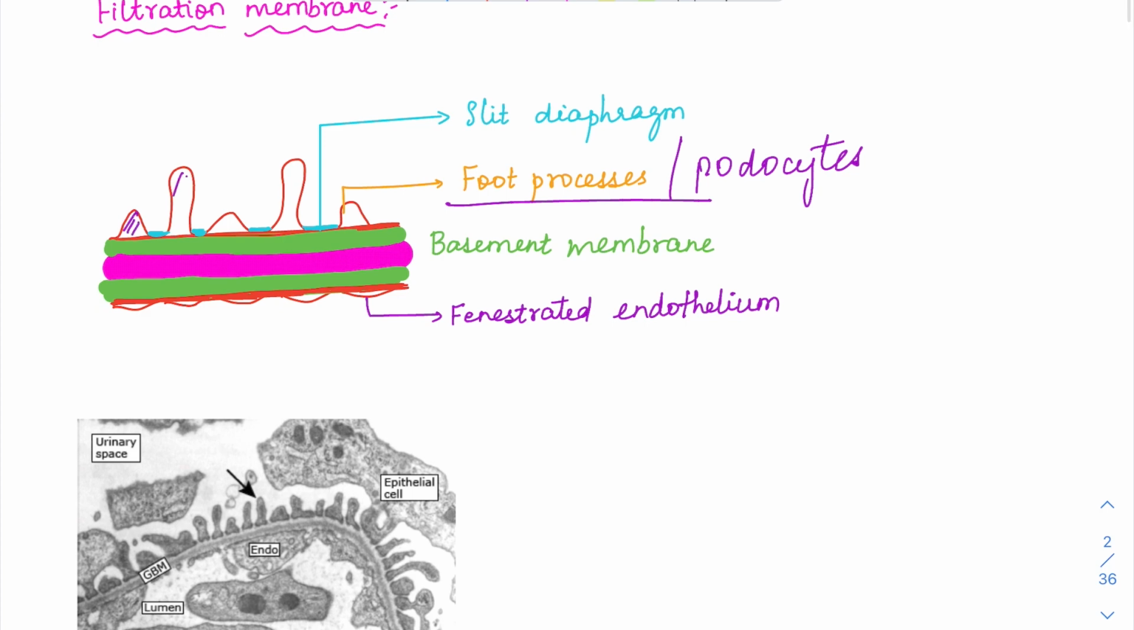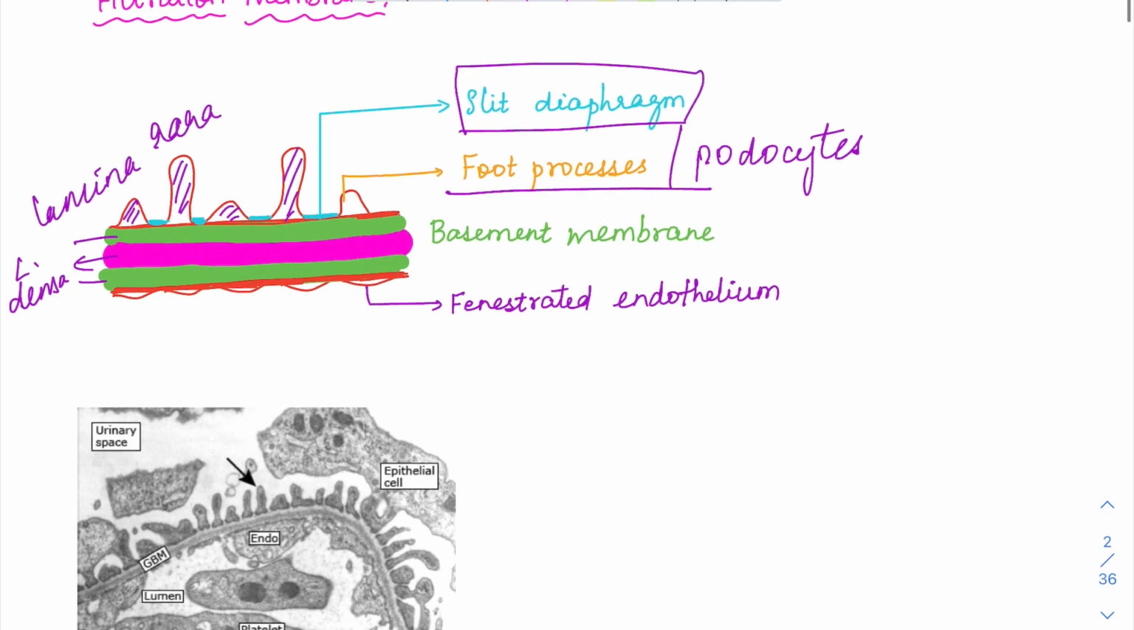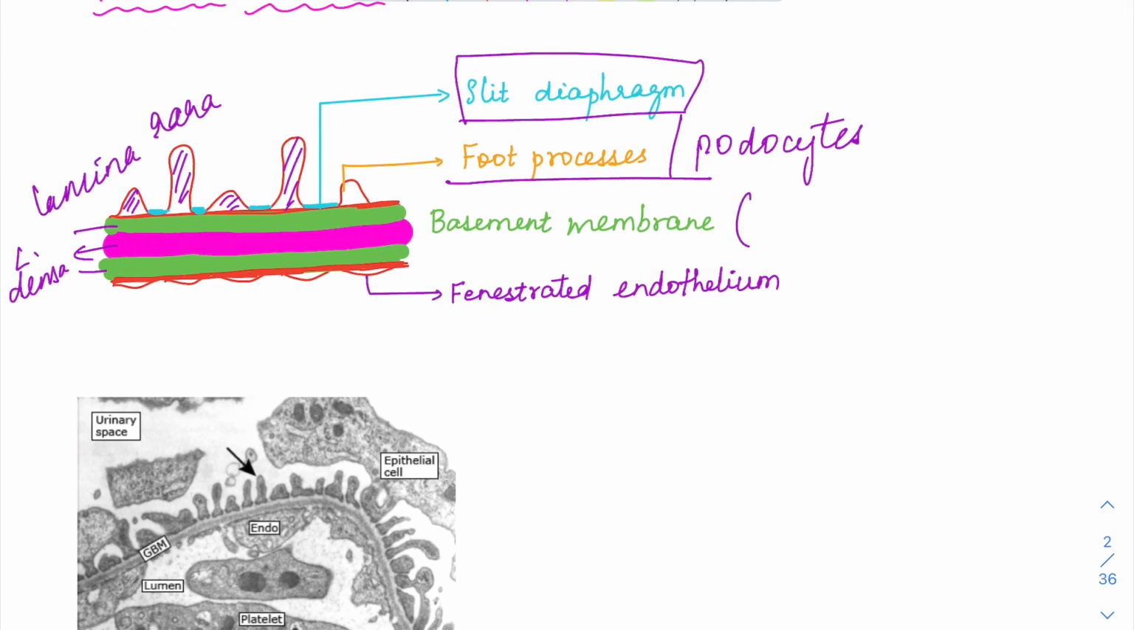These podocytes have this structure. In between these podocytes there is a space called the slit diaphragm, which is also important. The next, middlemost layer is the basement membrane on which these podocytes are resting. This basement membrane again has three layers. The outer two layers are the lamina rara, while the inner thicker layer is the lamina densa. The normal thickness of the basement membrane is 300 to 400 nanometers.